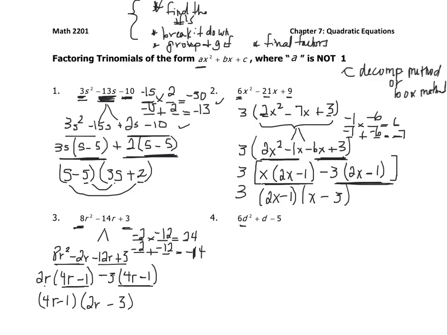And the last one here, you'd be looking for two numbers which multiply to give you negative 30, and add to give you positive 1, which would be 6 and negative 5.